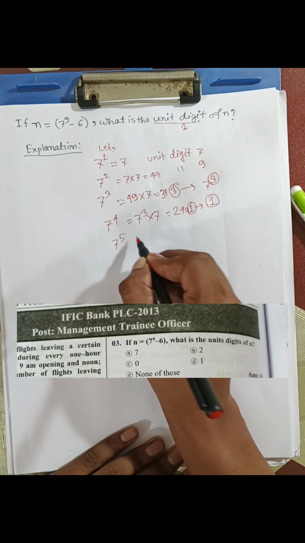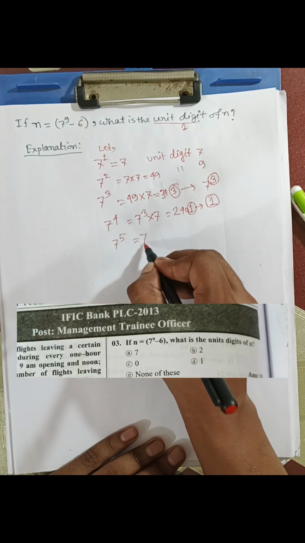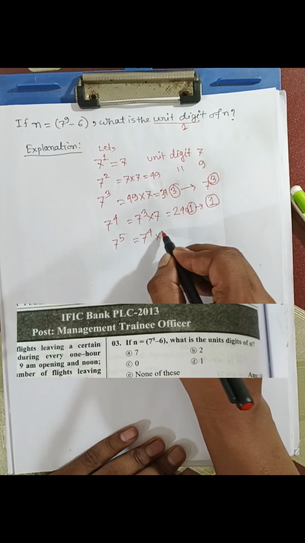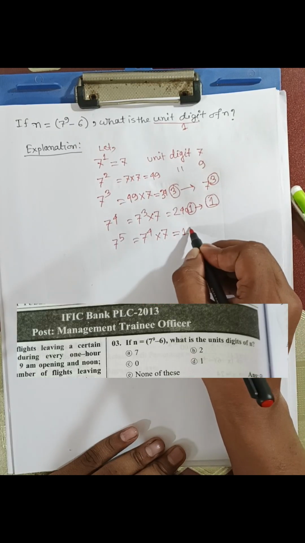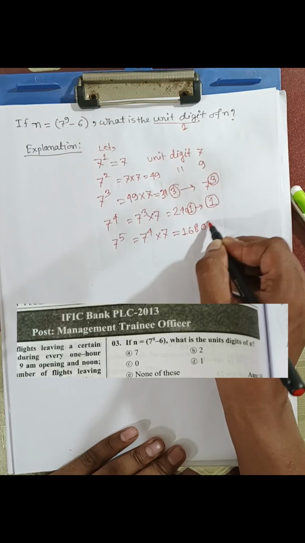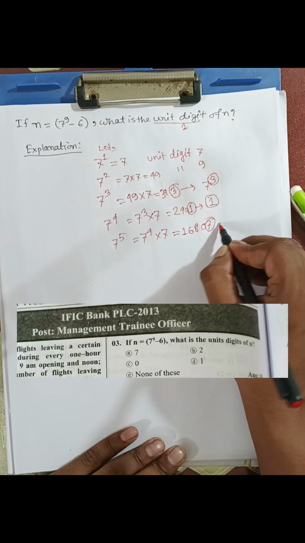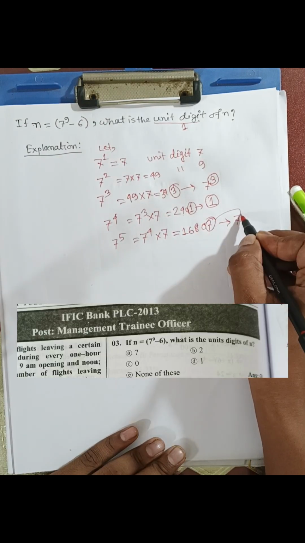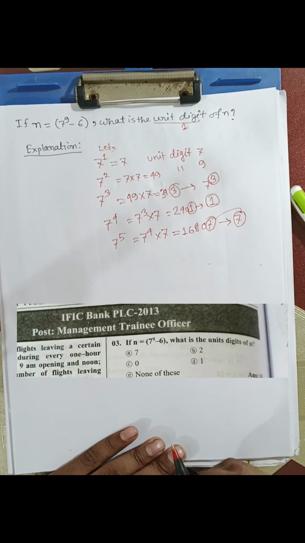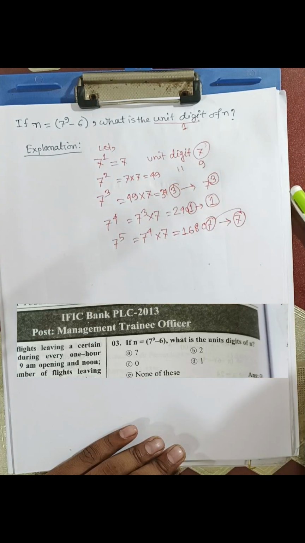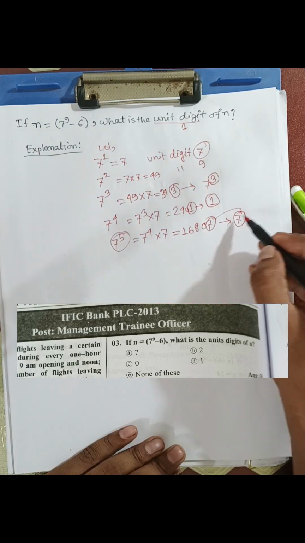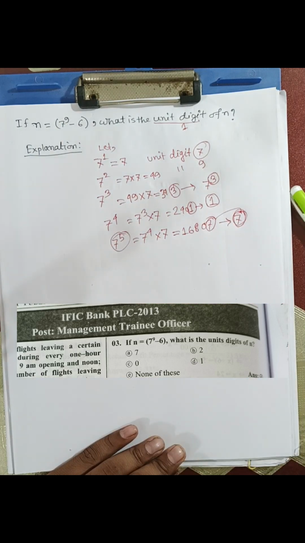7 to the power 5, 7 to the power 4 multiply 7 equals 16807. Unit digit 7. This unit digit 7. Now 7 to the power 1 unit digit 7, 7 to the power 5 unit digit 7.